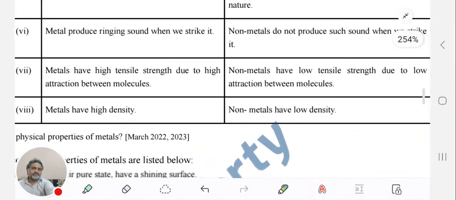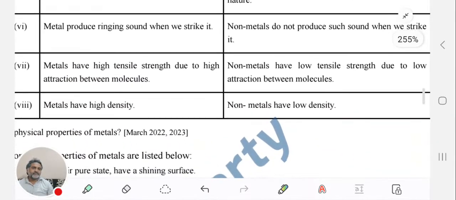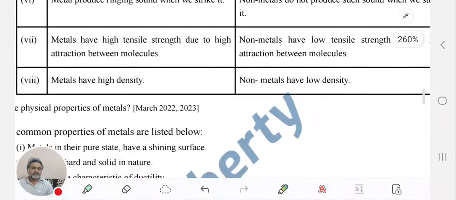Metals produce a ringing sound when we strike them. Non-metals do not produce such a sound. Metals have high tensile strength due to high attraction between molecules. Non-metals have low tensile strength due to low attraction between molecules. Metals have high density. Non-metals have low density.